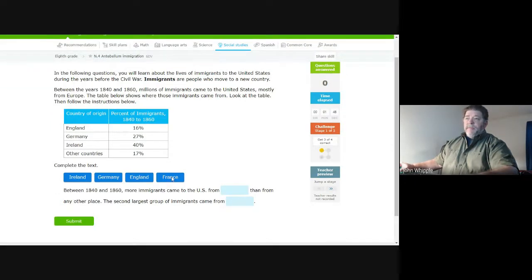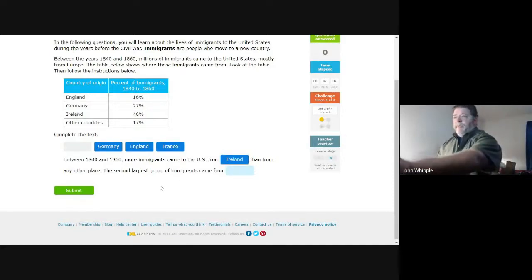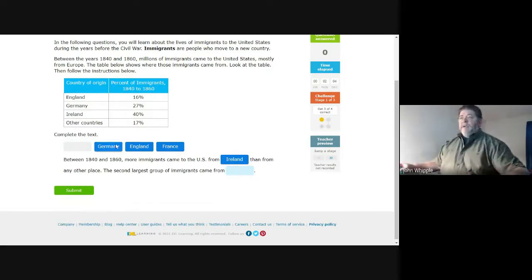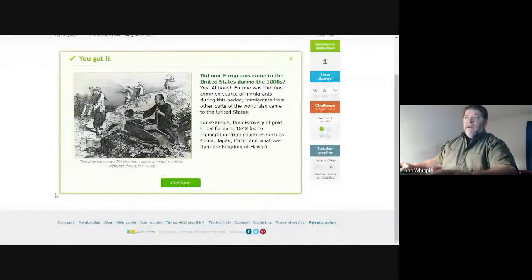We're going to complete the text here. It said between 1840 and 1860, more immigrants came to the U.S. from Ireland than from any other place. The second largest group of immigrants came from, looks like, Germany at 27%. We got it.